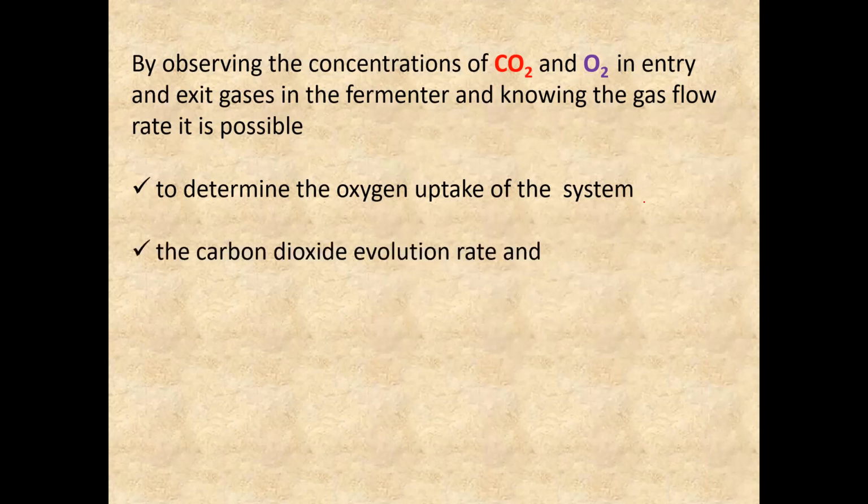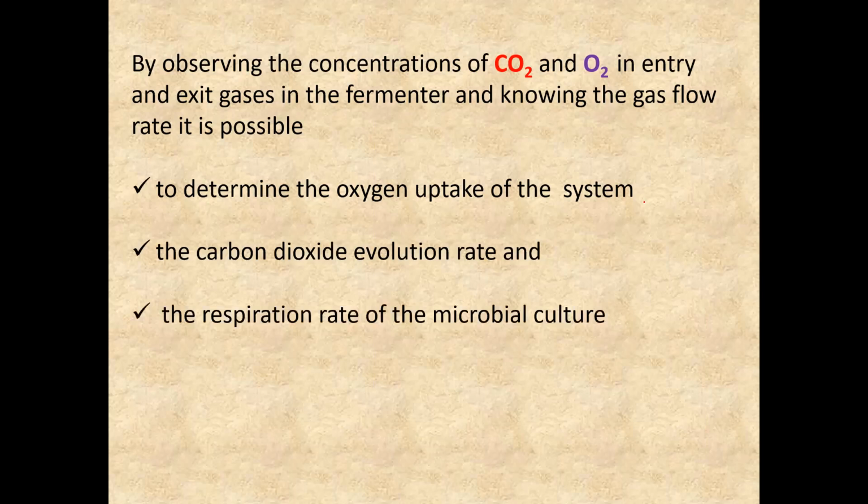You can also find out if the organisms are utilizing oxygen, are they producing carbon dioxide? So the carbon dioxide evolution rate and the respiration rate of the microbial culture. Obviously, you would have more oxygen in the inlet gas, and in the exhaust gas, you would have less oxygen and more of carbon dioxide. How would you monitor the oxygen and carbon dioxide in inlet and exit gases?